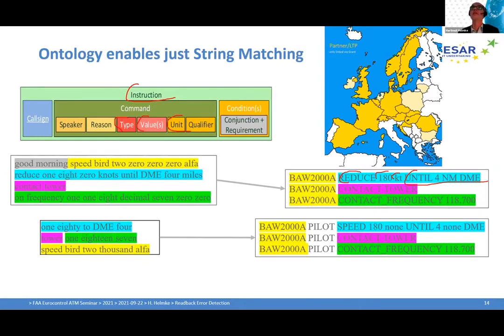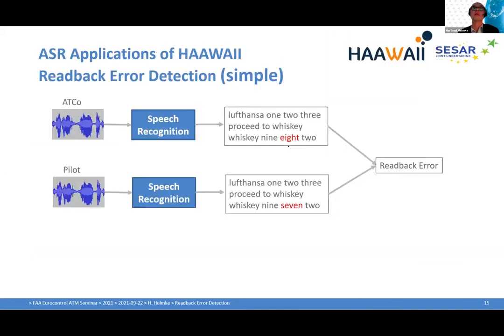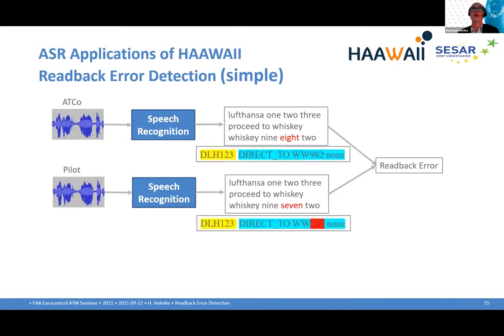This agreement by the 22 European partners really helps to ease readback error detection, although it was designed for very different applications. So let's have a look again. Here is what the ATCO says: something direct to whiskey 982, and here we have a readback. The pilot says whiskey 972. Difficult to decide, but looking at the ontology, you have here whiskey 982 and here whiskey 972. Now it's easy to decide it's a readback error.